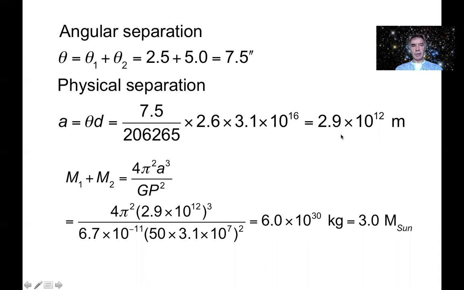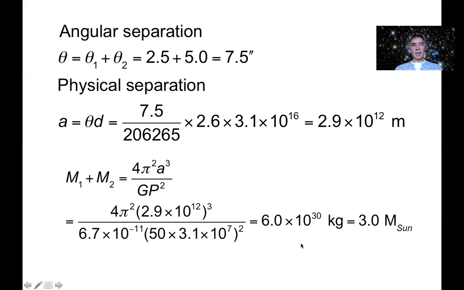So we've got the separation of the two binary stars. We know the period is 50 years. So just put A in meters in here and convert the 50 years into seconds. And out comes a number: 6 times 10 to the 30 kilograms. Remember, there's 2 times 10 to the 30 kilograms in the sun. So that's 3.0 solar masses, which is the sum of the two masses.